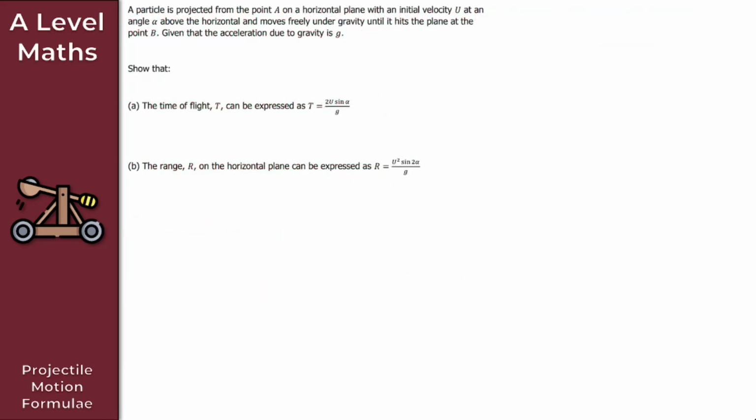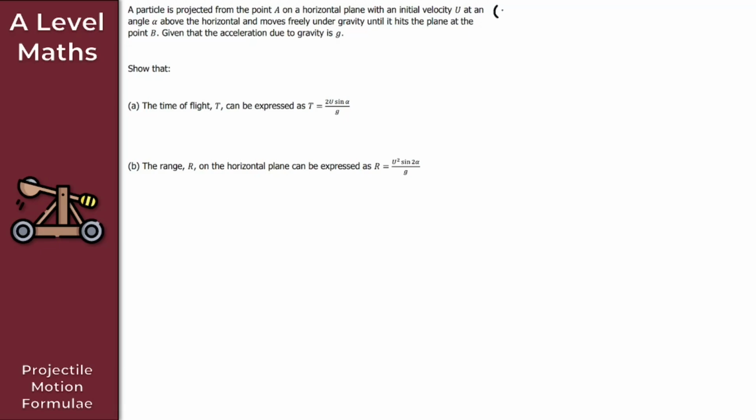So let's get started with this question. We're told that a particle is projected from the point A on a horizontal plane with an initial velocity of u at an angle alpha above the horizontal and moves freely under gravity until it hits the plane at the point B. Given that the acceleration due to gravity is g, we want to show, for part A, that the time of flight t can be expressed as t equals 2u sine alpha over g.